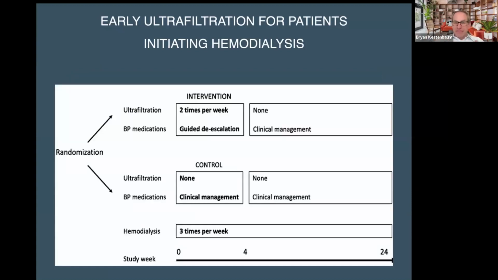And so this is the sort of algorithm of the trial. In the intervention group, you get this extra 2 ultrafiltration sessions per week and de-escalation of the drugs over 4 weeks, and then stop. You go back to clinical management after that. Versus the control group, you go right to clinical management, and everyone's getting hemodialysis 3 times a week throughout.